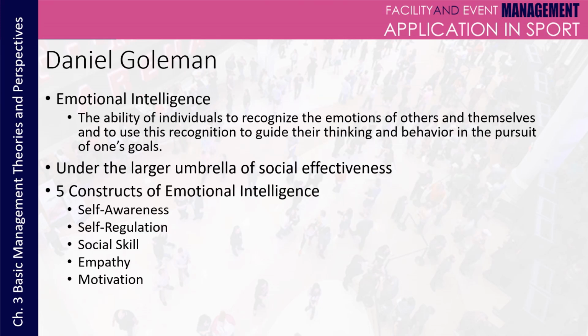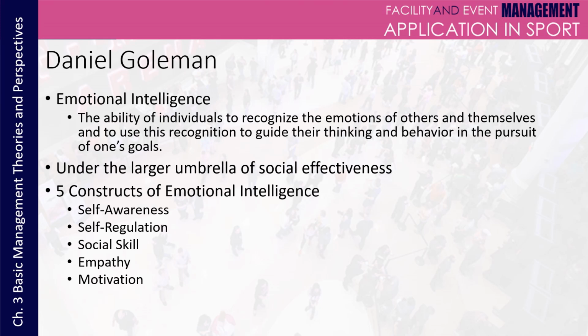Emotional intelligence, developed by Daniel Goleman, is the ability to recognize, understand, and manage emotions in oneself and others. In sport management, EI is crucial for leadership, team dynamics, and effective communication, for relationship building, decision making, and team leadership. Emotional intelligence, or EI, enhances social effectiveness, managing our relationships, communication, and collaboration.